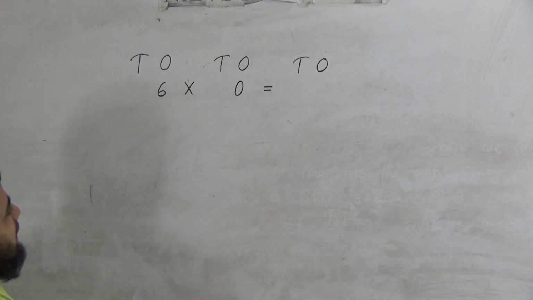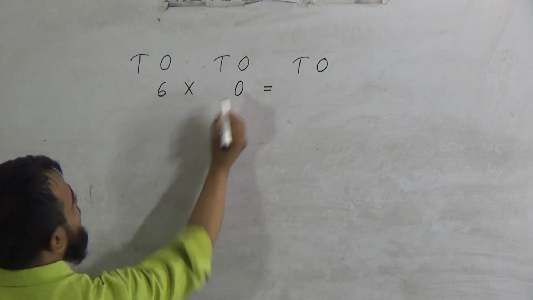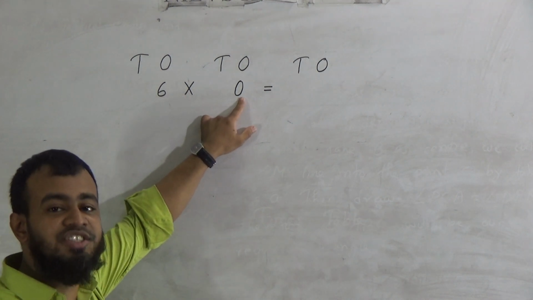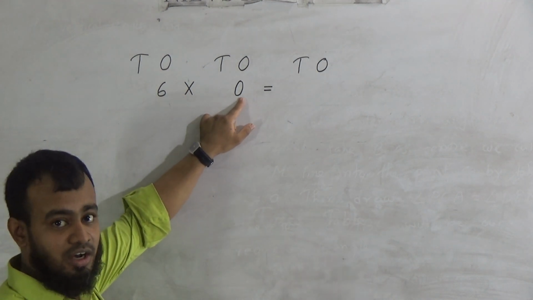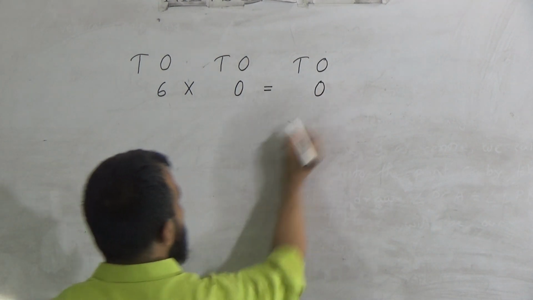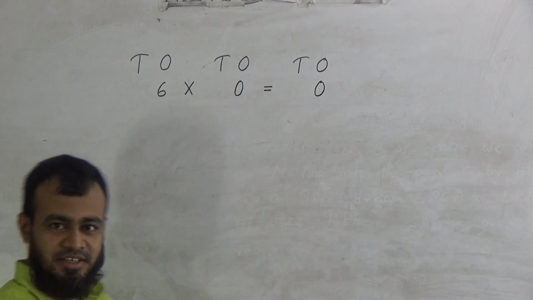Okay, dear students, and 6 zeros are how much? 6 multiplication 0. That means in the times table you should say 6 zeros are how much? 6 zeros are 0, because if we multiply any number by 0 we will get 0 again.